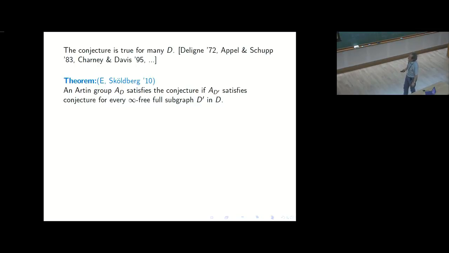And then just to end with a modest, but totally different proof of Charney and Davis's result, this is a slight generalization, you get the following. An Artin group A_D satisfies the K-pi-1 conjecture if for any infinity-free full subgraph D prime, the space B_D prime, or the Artin group A_D prime, satisfies the conjecture.